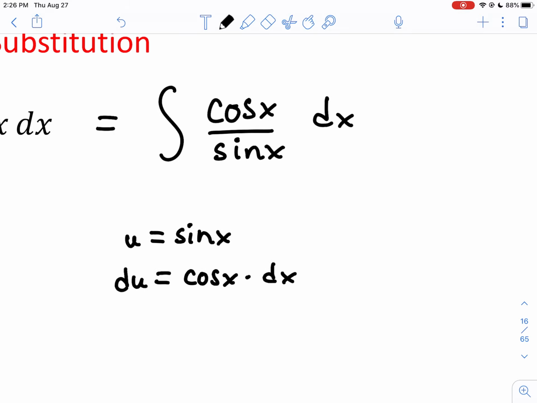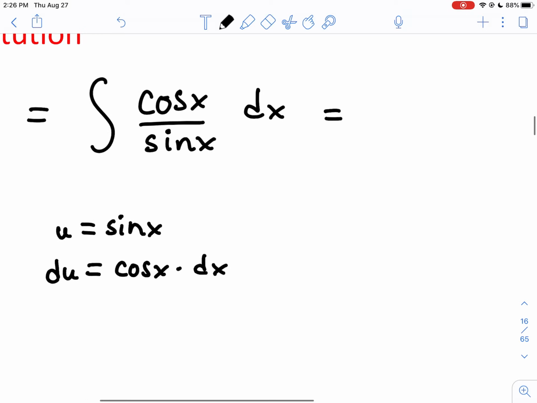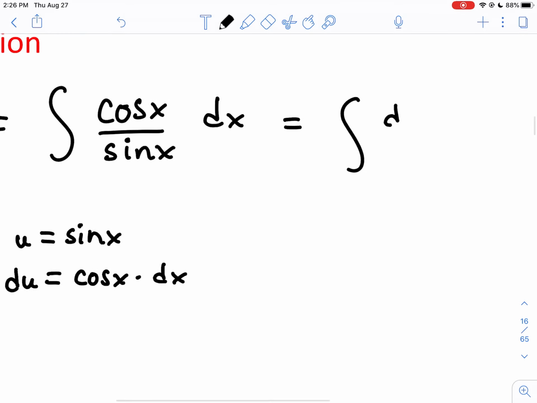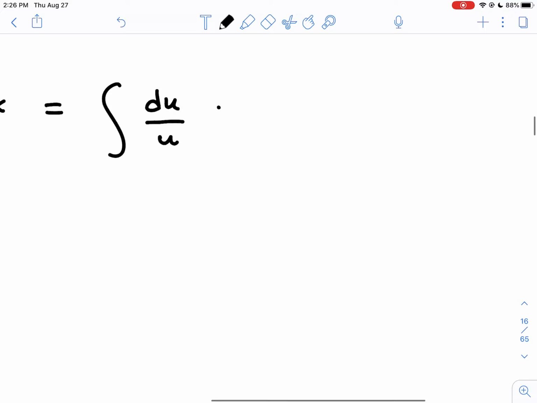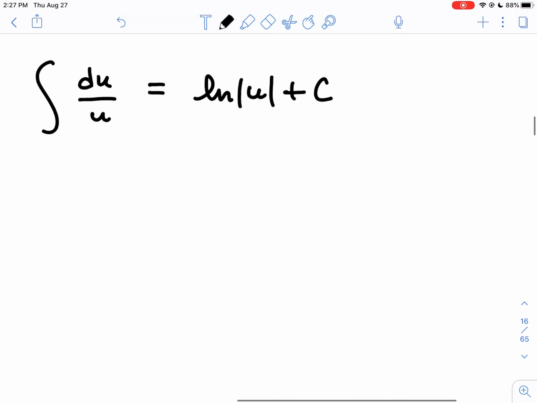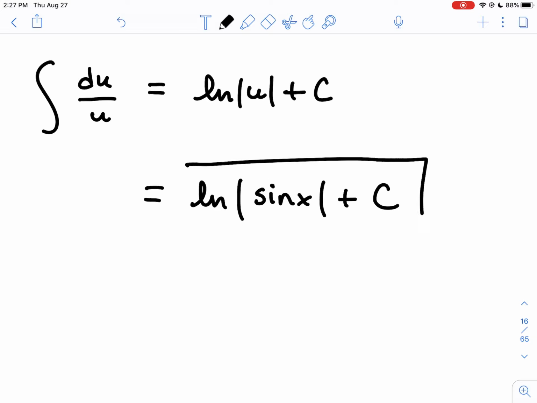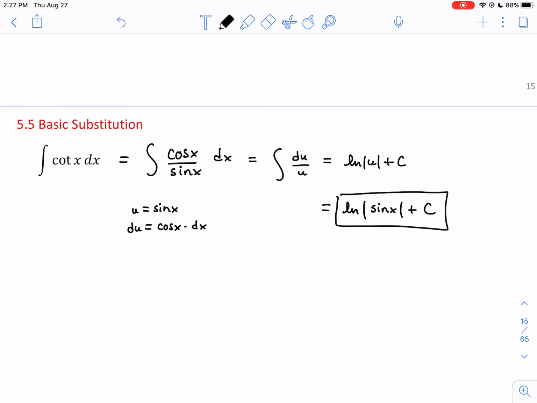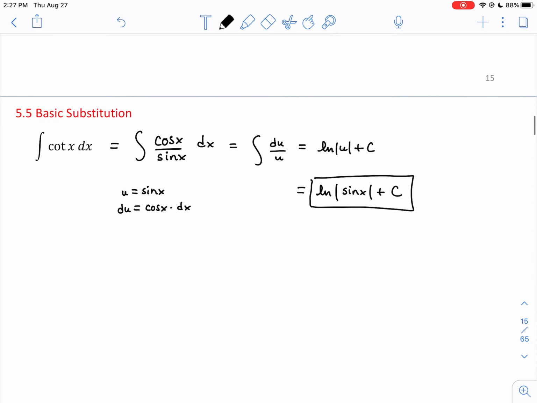No negatives needed in this case. That just turns into a du, and then the sine of x turns into a u. So we just wind up with this, whose antiderivative is natural log of absolute u plus c. And then the back substitution gives us natural log absolute, and u was sine of x. And this one is a little bit easier, no negative involved or using log properties to change your answer slightly.